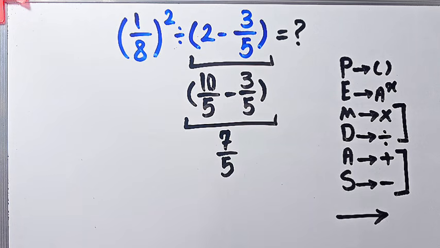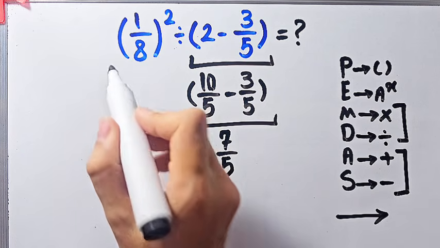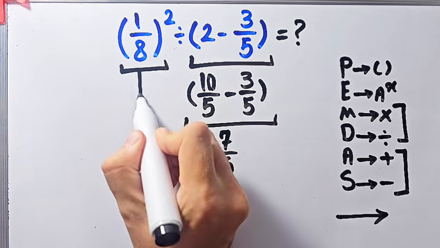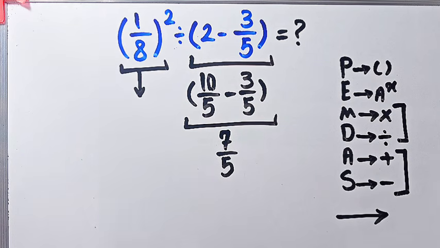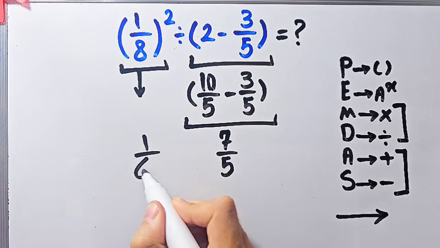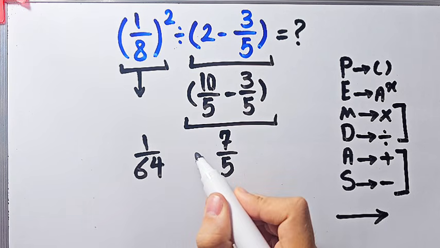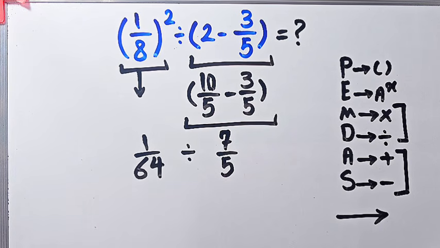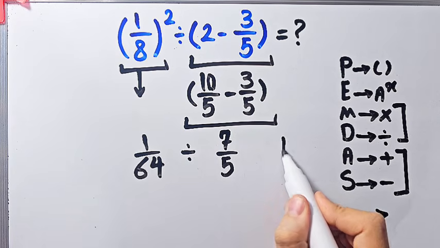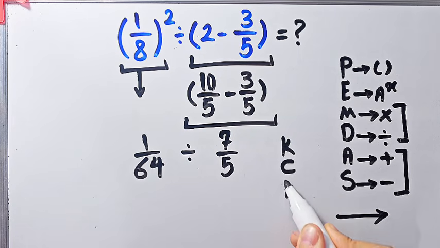Now we have 1 over 8 to the power of 2 divided by 7 over 5. In this step, we simplify this exponent. 1 over 8 to the power of 2 equals 1 over 64. Now we have 1 over 64 divided by 7 over 5. To solve this part, we need to follow the KCF rule. In the KCF rule, K stands for keep, C stands for change, and F stands for flip.